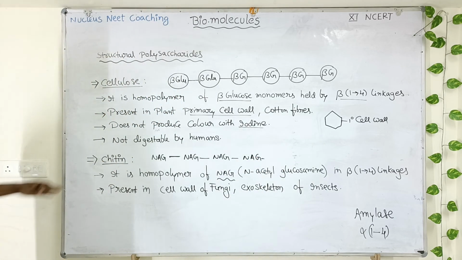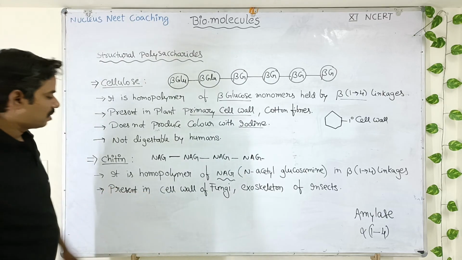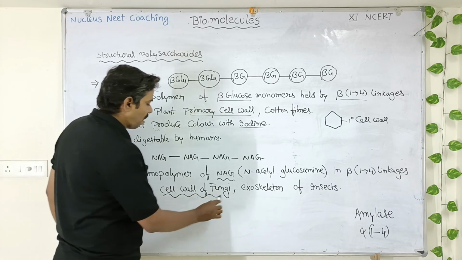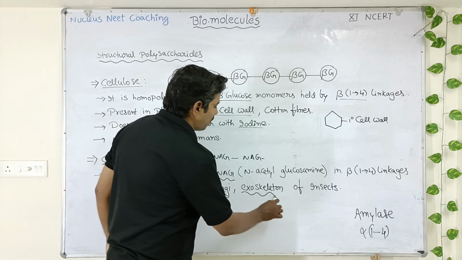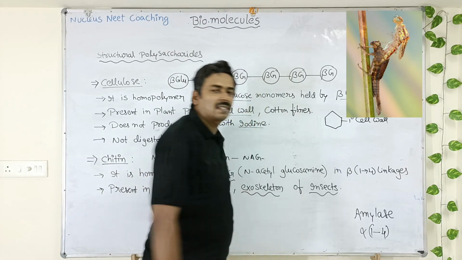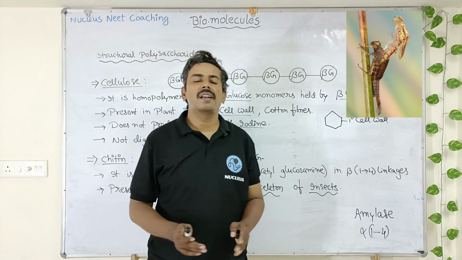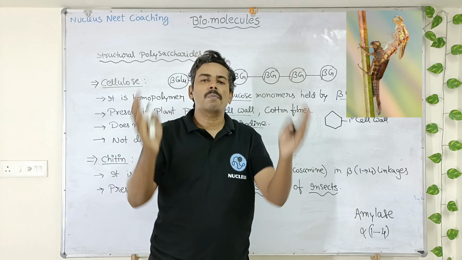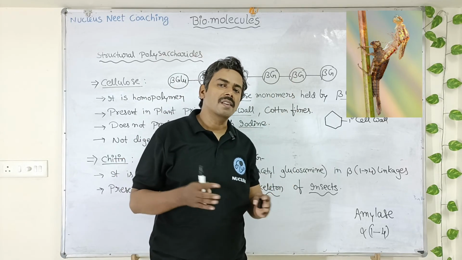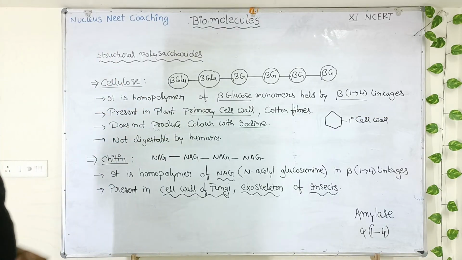Chitin is present in cell wall of fungi and it also forms exoskeleton of insects. It also forms exoskeleton of insects, means what? The outer protective covering which is seen in the insects. Okay, note down this, students.